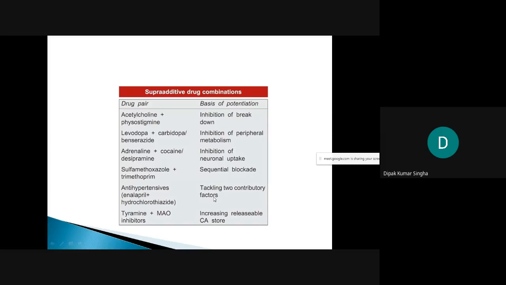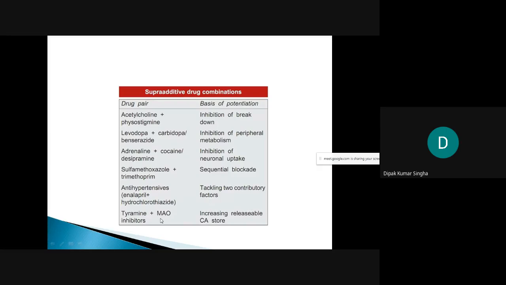These are the two contributory factors: enalapril, which acts as an ACE inhibitor, and hydrochlorothiazide, a thiazide diuretic, which is a loop diuretic. So when they are used simultaneously, their antihypertensive activity is much higher.